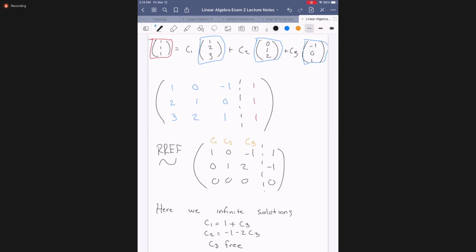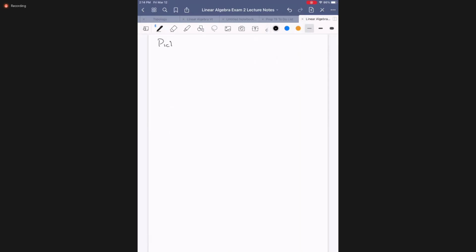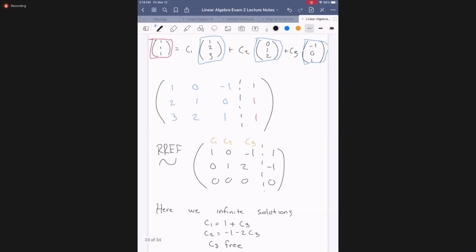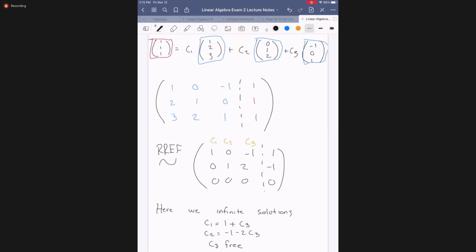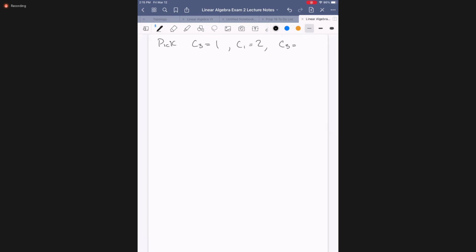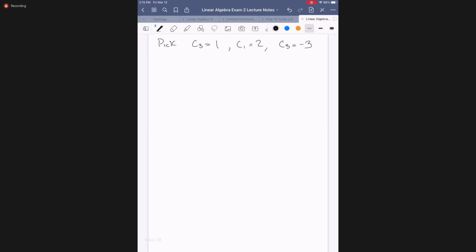So let's pick, I don't know, what's an easy one? Pick 1. So pick C3 equal 1. That means C1 is going to be 2, and then your C2 is going to be minus 1 minus 2, which would be minus 3, right? Yeah. Right. That's correct. Okay. So these constants would make it a linear combination of the other vectors.